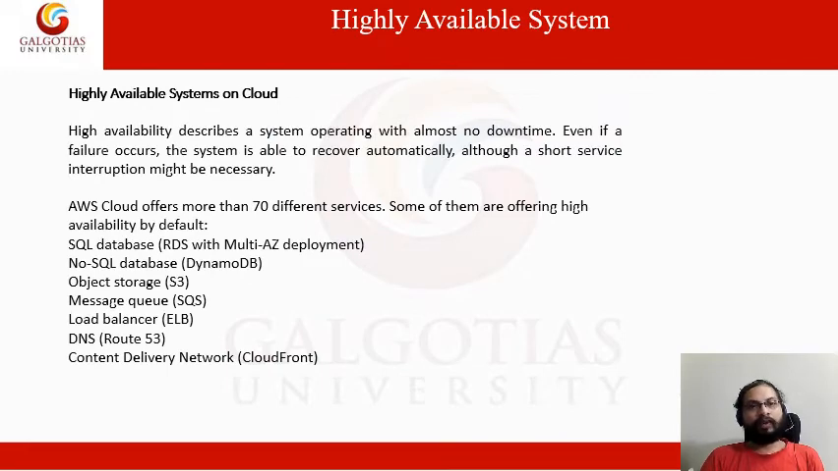Okay. So further, some of the systems currently used in real-time environments are highly available systems in the cloud, which operate with almost no downtime. The major vendor we are going to use currently is Amazon Web Services, which provides over 200 services. Some of the best services we are going to use are SQL database, NoSQL database, object storage, message queuing, load balancing, DNS servers, and the content delivery network, right?